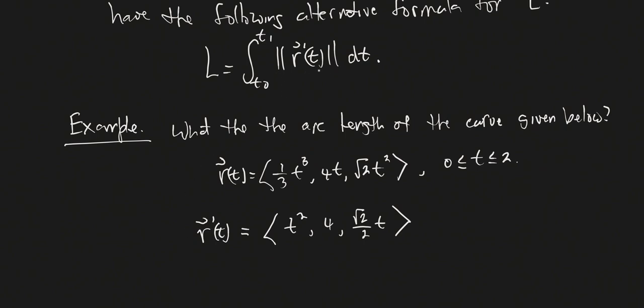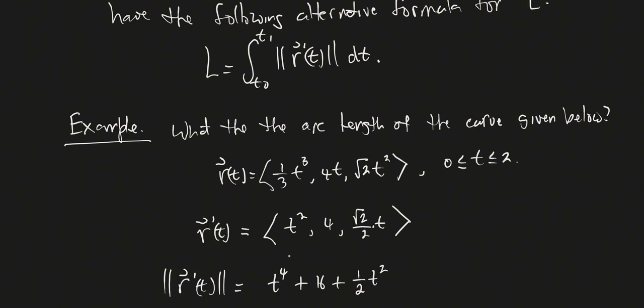Now let's compute the magnitude of this tangent vector. So the magnitude of r prime of t, what are we going to do? We're going to square each component and add, and then take a square root. So let's square first. So we got t to the 4th, plus 16, plus, now when I square this, because these two factors are being multiplied, I'll get 2 over 4, so that's 1/2 t squared.